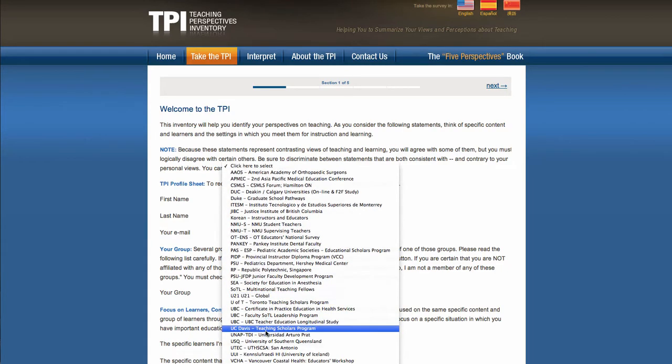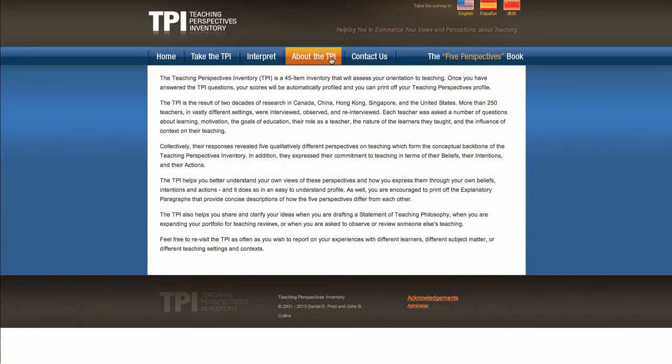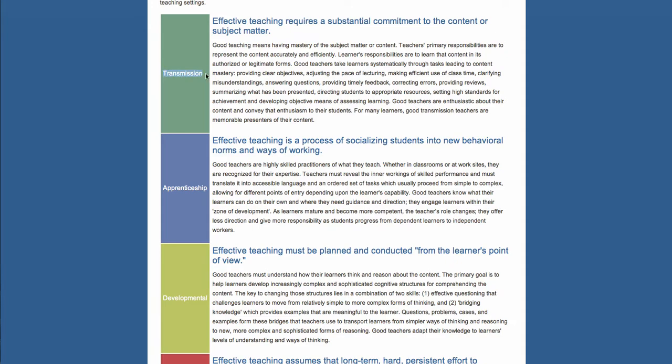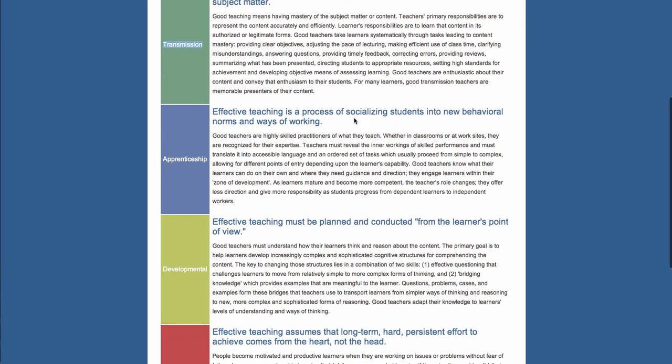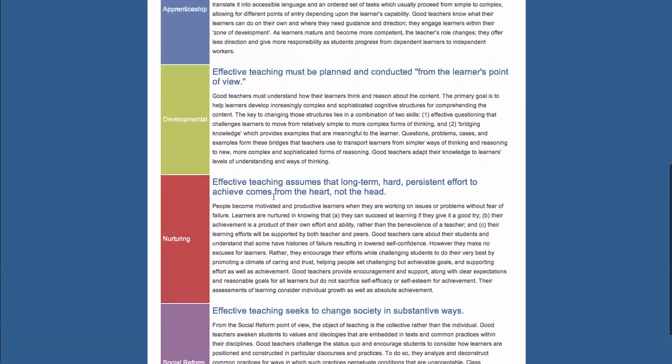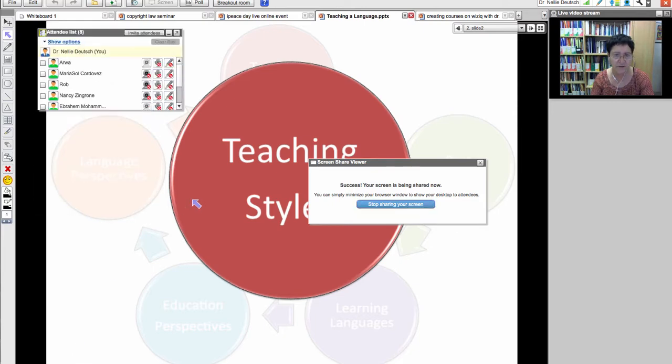And then if you belong to a certain university that requires this, or you're not a member of any of these groups, you just follow through. A little information about the teaching perspectives inventory. You may read about it. It takes a while. There's also interpretation, the kind of teachers that you'll find out that you are. You could be a teacher who just transmits information, socializing with students, developmental and what that means, nurturing, and a teacher who believes in social reform. Once you take the inventory, you'll have a chance to share the information, and I'll show you where you'll be able to share it. You'll be able to share it in the course.